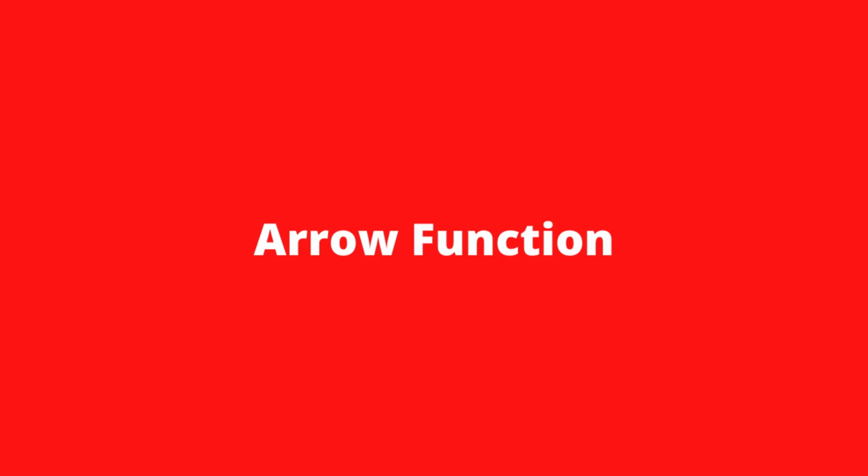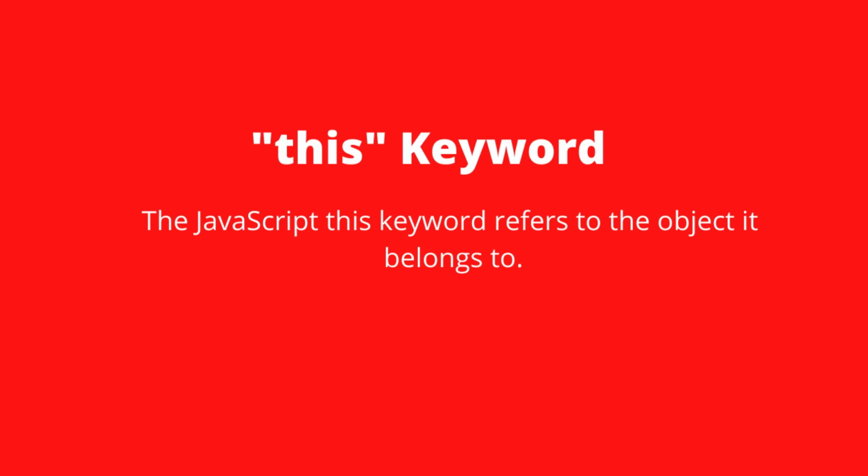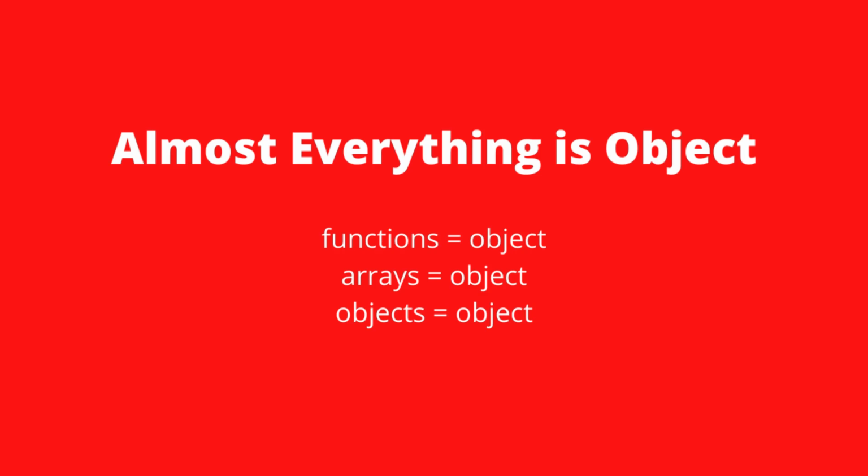So the first standard that they have given us is arrow function. Let's see what is arrow function and why do we need it. Before that, let's understand what is this keyword in JavaScript. This keyword in JavaScript always refers to the object to which it belongs. In JavaScript, everything is an object. Functions are also objects, arrays are also objects, objects are also objects. So if I write this keyword inside a particular function, it will refer to that function. If I write this keyword inside an array, it will refer to that array.